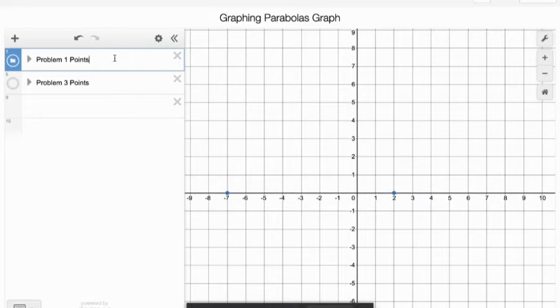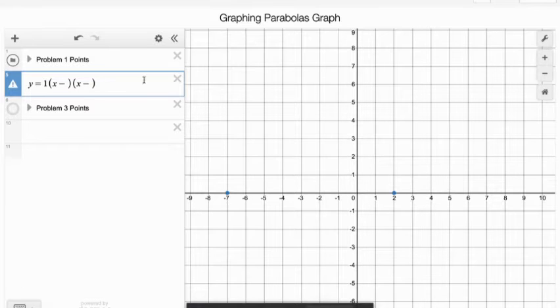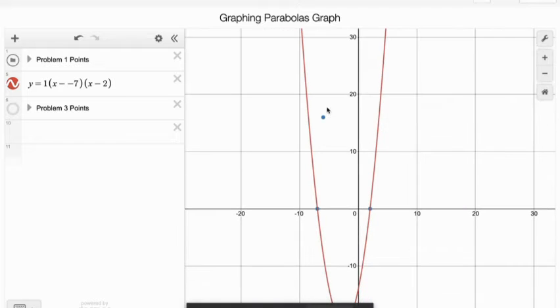Now when I zoom in, I can see I have an x-intercept at -7 and an x-intercept at 2. So if I type in factored format, my a value I can assume is 1, and then it's going to be x minus something times x minus something. Because I have -7 and 2, I'm going to have x minus -7, x minus 2. Now it goes through my x-intercepts, but if I zoom out, it's definitely not going through this point here.